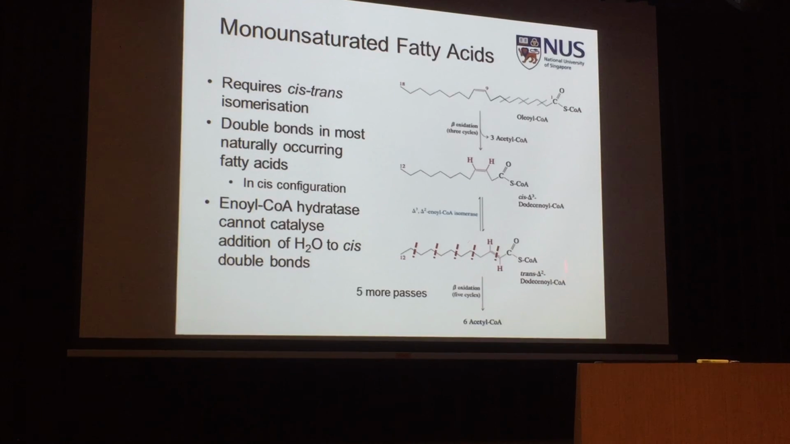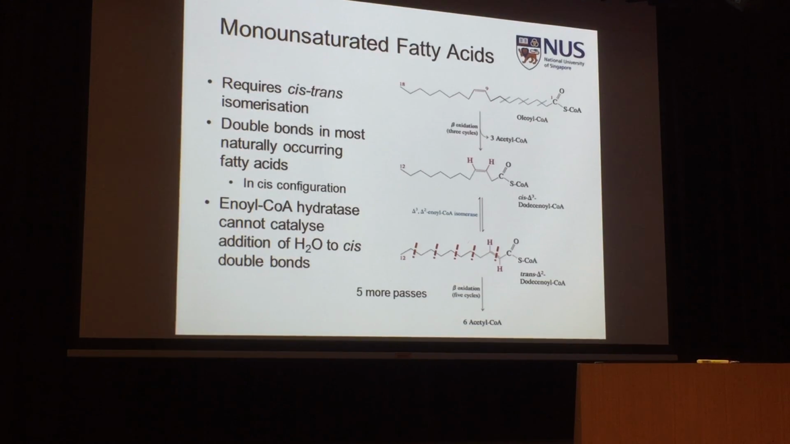So even with this isomerase reaction or with this double bond, there's no loss of acetyl-CoA. You still get 18 carbon divided by 2, which is 9 acetyl-CoA. So you have 3 here plus 6. So total is unchanged. It's still 9. Compared to a saturated one, still the same. You just need to work on this cis double bond.